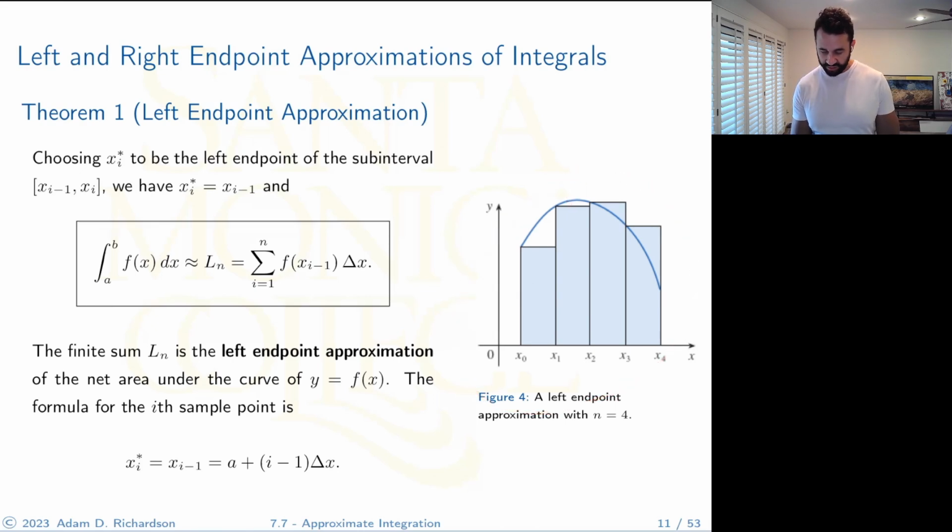So you notice here what we're doing is our sample points are the left endpoints. So we evaluate the function at these left endpoints, and then we produce a 0th order approximation of the function based on those left endpoints. And then we find the area of these rectangles, and then we add them up. And if you look at this picture, you can see that the sum of the area of all these rectangles is definitely not equal to the area under this curve.